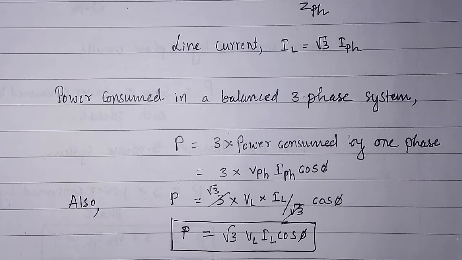Whether we are studying star connected system or delta connected system, the expression for power remains same when we take into account line quantities or phase quantities. Dear students, I will stop the class here. In next class, we will solve few problems based on three-phase systems.